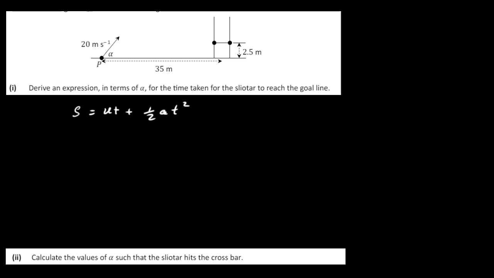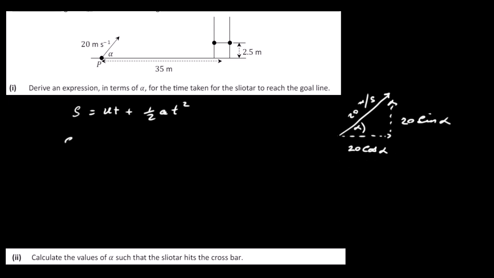Let's just resolve this angle first of all. You've got an angle of alpha, so we're going to resolve it this way and this way here. This is alpha and our velocity is 20 meters per second. So this here is going to be 20 cos alpha and this is 20 sine alpha. So this is the initial speed in the x direction.